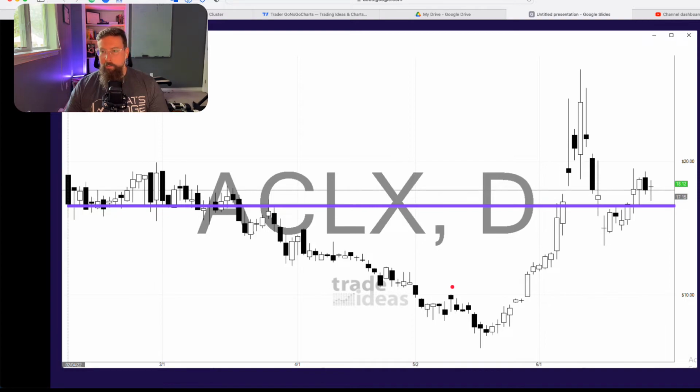Some equity names that I'm looking at, just going into individual names. This ACLX is from the new IPO scanner at Trade Ideas. If you're interested, again, link in the description below for that. Something that I'm really liking. I've marked here in purple the IPO price. We broke out of that IPO price. We came back into it.